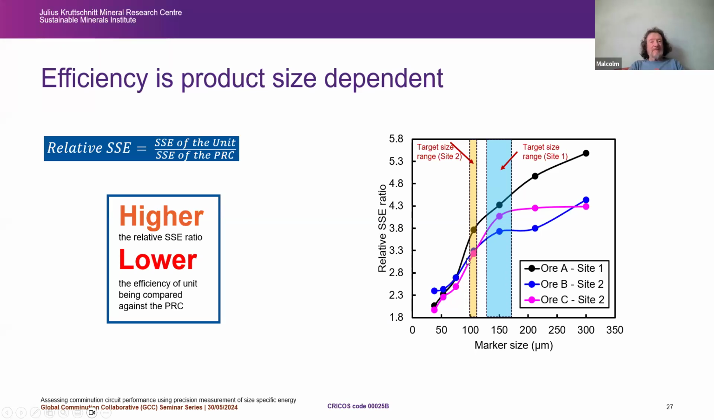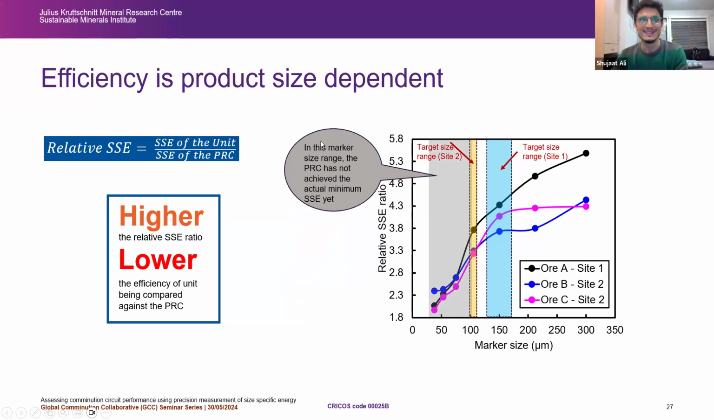Here? Yes. So that's why I put this note there. In this marker size range, the PRC has not achieved the actual minimum size specific energy yet. I think that answers your question. So this should have been somewhere up there, right? Yeah, you're right, on the money there. If I was able to achieve minimum size specific energy there, it should have basically gone up. Okay. Yeah, good question. Good catch.